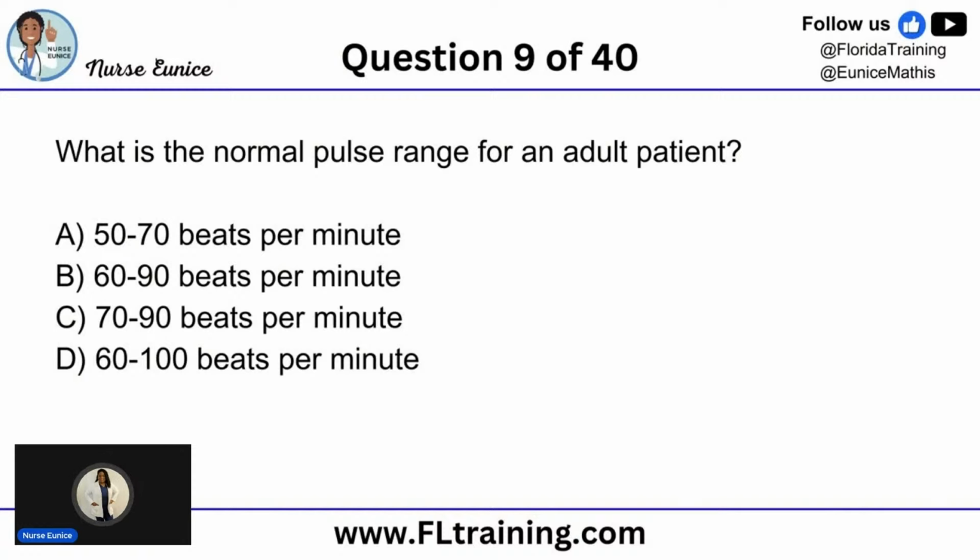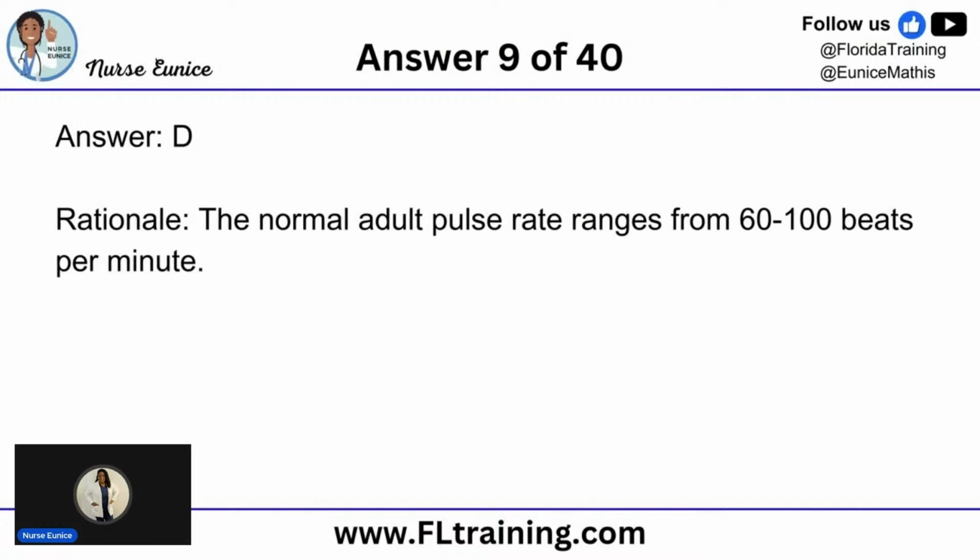Can't trick any of you. I see all the correct answers. So now, Ballet, I can't pronounce your name, but I'm going to get it right the next time. I saw you. You have the correct answer. So it is D. It is 60 to 100 beats per minute. That is the normal adult pulse rate.